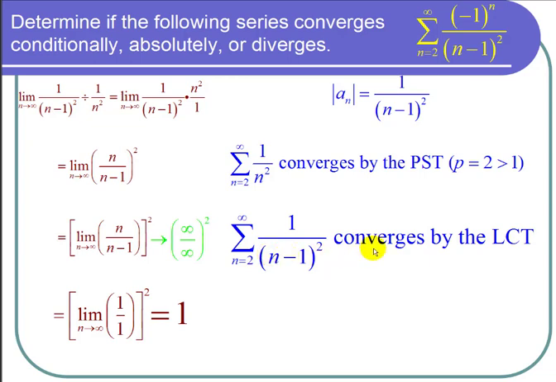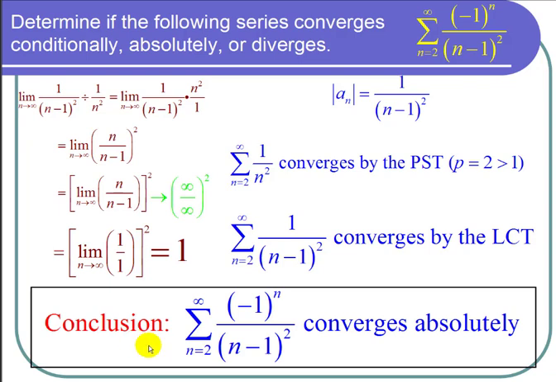So now we're ready for our conclusion. Since the absolute value terms converge, we can conclude that the summation of n equals 2 to infinity of negative 1 to the n over (n minus 1) squared converges absolutely. And I'm done with the problem.